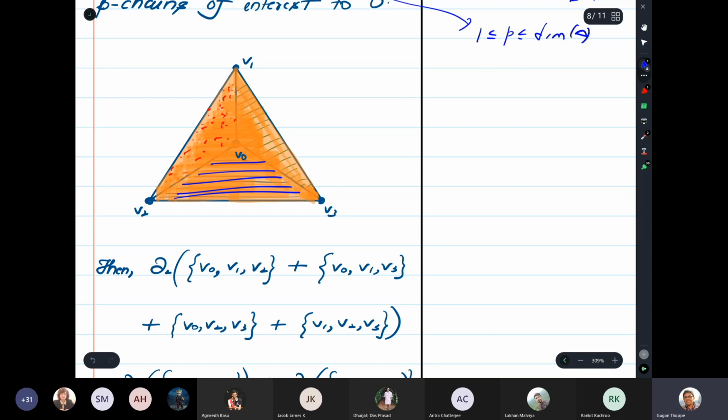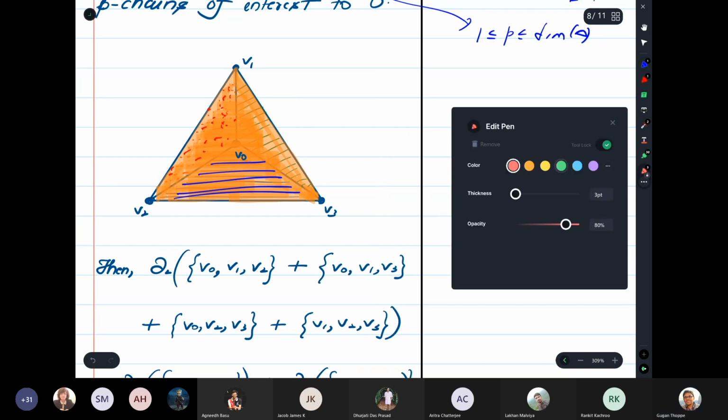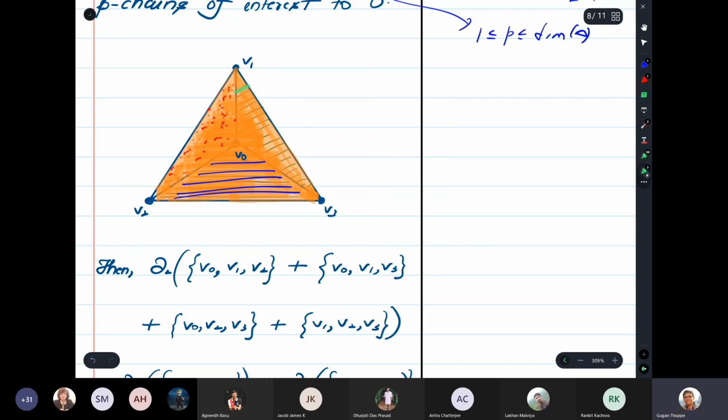Maybe I'll add another color. So this is the third triangular face. And then there is this fourth triangular face, which is made up of these 3 vertices v1, v2, v3. So you can see that there are 4 triangular faces, 1, 2, 3 and 4. All these 4 triangular faces are present in this simplicial complex.